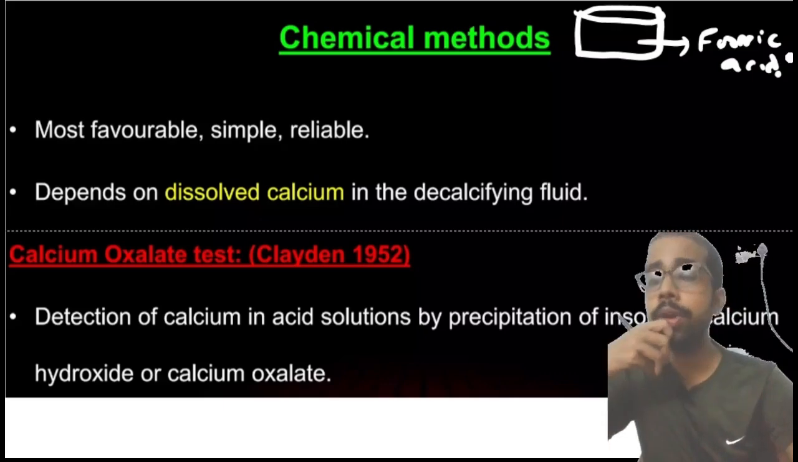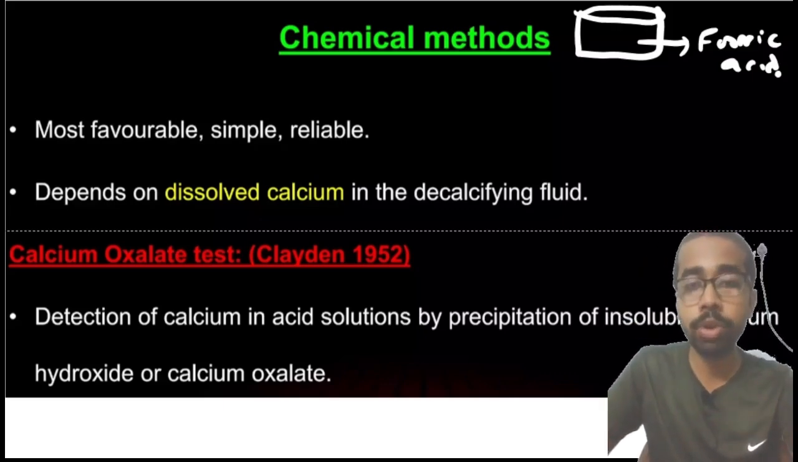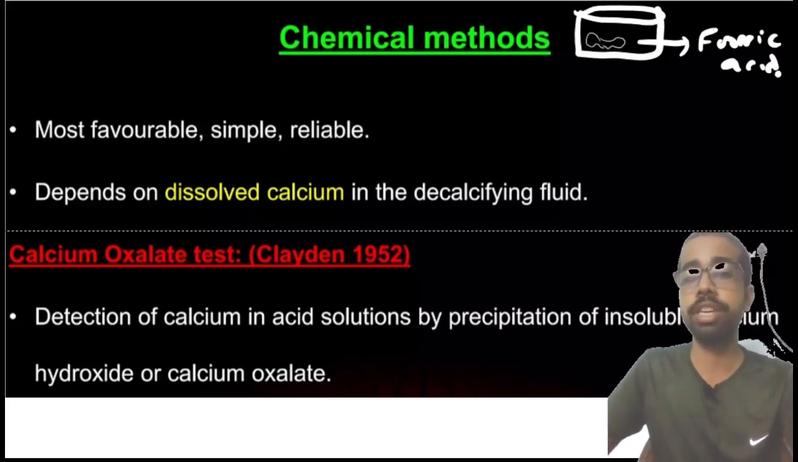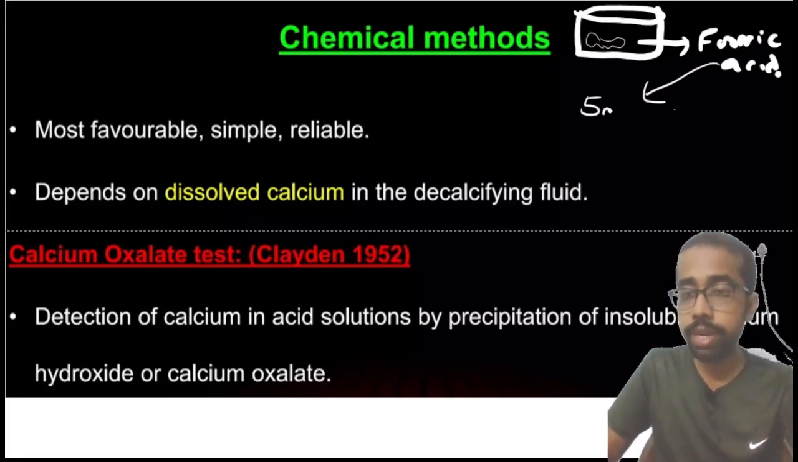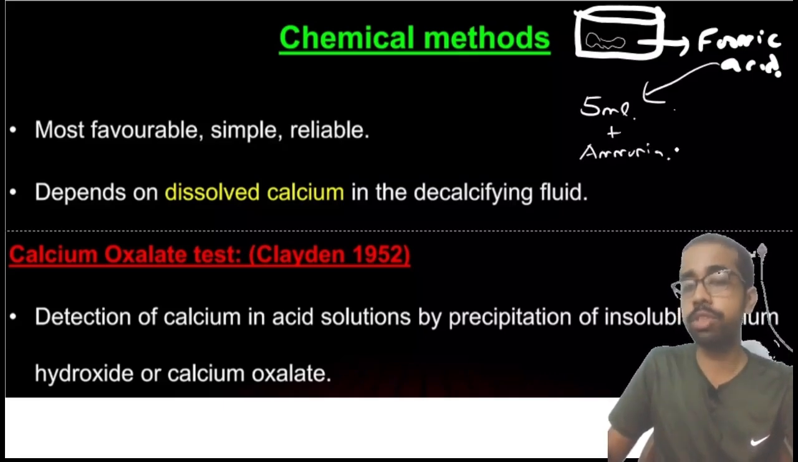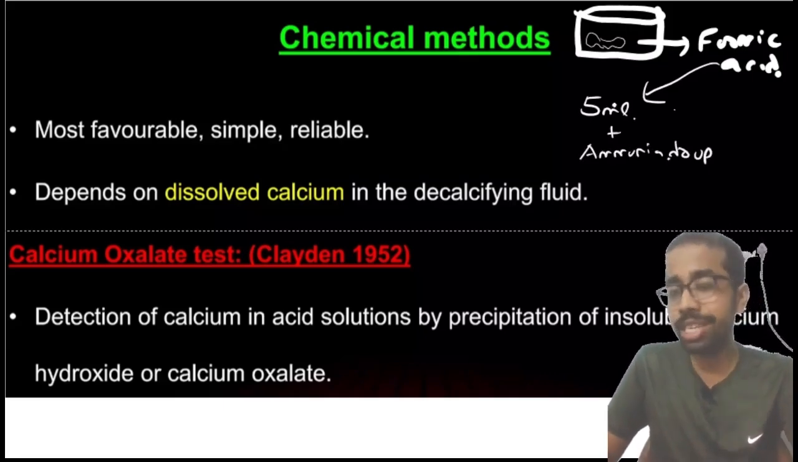Now someone is asking you, okay, you have a bone here. Let me draw a bone here. Okay, there is a bony piece here. Now tell me if decalcification is complete or not. How to tell? You take 5 ml of this decalcifying fluid. It is an acid. Add ammonia drop. Why ammonia drop? To neutralize, so that it will not hinder your reaction. We just need to neutralize any acid.